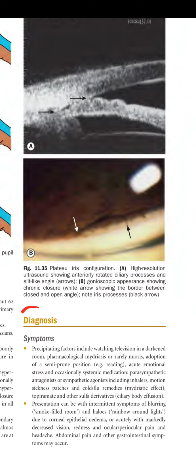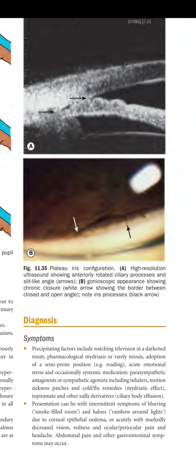So these are all basically causing mydriasis. Whenever there is dilatation of the pupil, the iris will roll onto the angles, and the already narrow angle will become occludable, and it will cause the symptoms in these cases. Presentation can be with intermittent symptoms of blurring, smoke-filled room, and halos, rainbows around lights, due to corneal epithelial edema, or acutely with markedly decreased vision, redness, and ocular or periocular pain and headache.